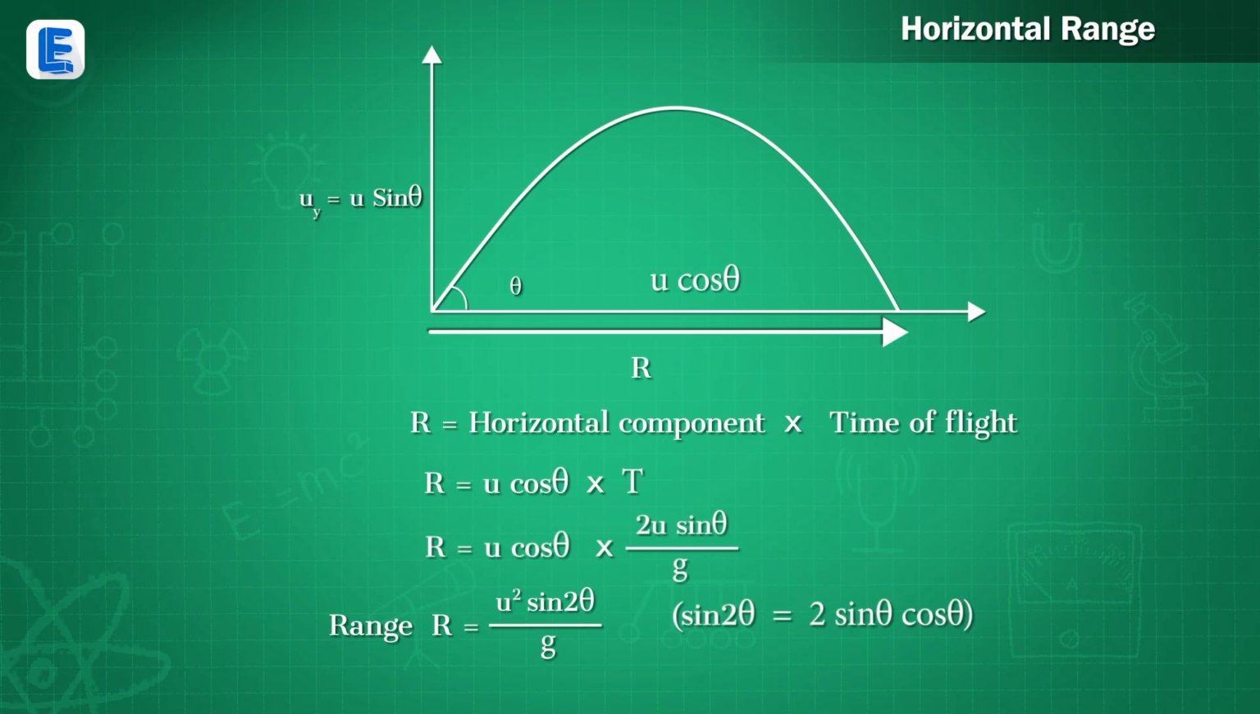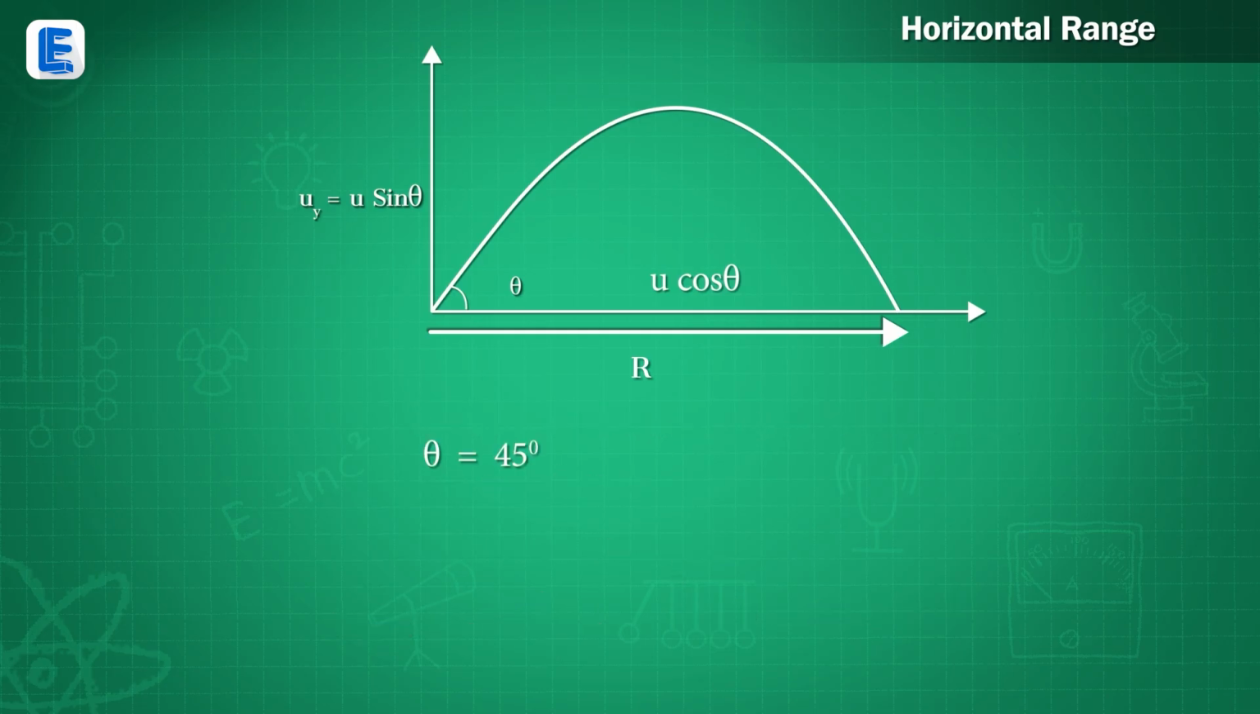Here, sine 2 theta is equal to 2 sine theta into cosine theta. If theta is equal to 45 degrees, then range becomes maximum. That means r is equal to u squared by g. Therefore, maximum range, r, is equal to u squared by g.